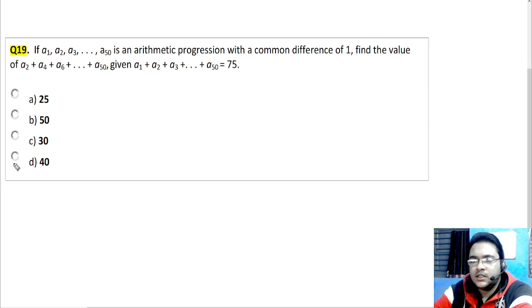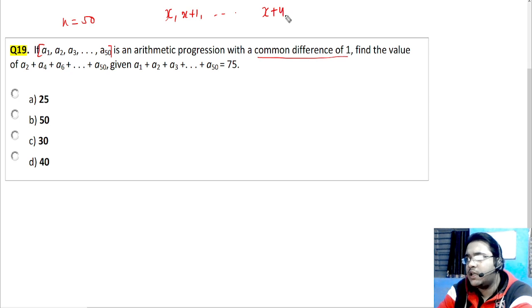Now the situation given in front of me is that there are numbers a1, a2, a3 all the way till a50. So the total number of terms, as you can see, is 50. And given a common difference of 1, I can take a variable x, the next term will be x plus 1, and so on till x plus 49.